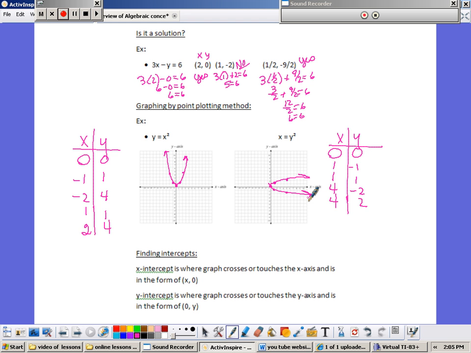But I can graph anything by using the x and y chart and plotting points. You can plug in for x or you can plug in for y. That's your choice. Now, when you're finding intercepts, you use the x, y chart and put a 0 and a 0. This will give me the y-intercept, and this will give me the x-intercept. It always goes the same with the x and the y-intercepts.